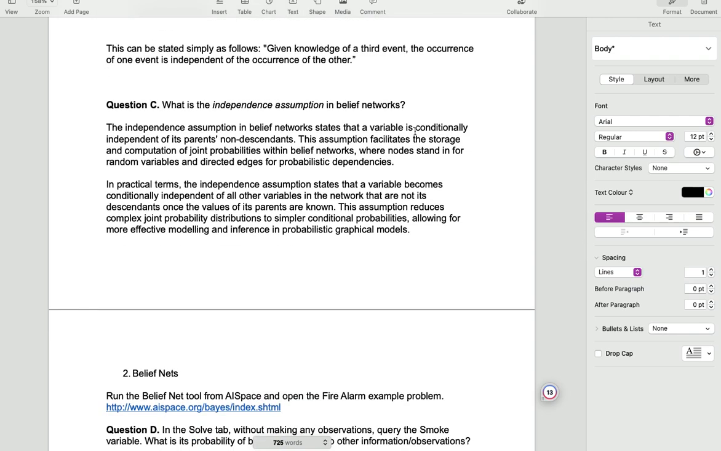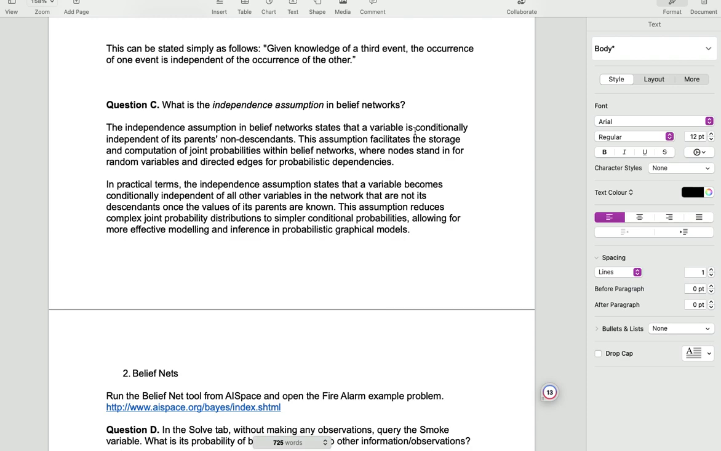Now, what is this independence assumption in belief networks? Why do we use it, right? It's basically to reduce the complexities and to make the model and the inference more effective in probabilistic graphical models. The independence assumption in belief networks states that a variable is conditionally independent of its parents and non-descendants. This assumption facilitates the storage and computation of joint probabilities with belief networks, where nodes stand in for random variables and directed edges for probabilistic dependencies.